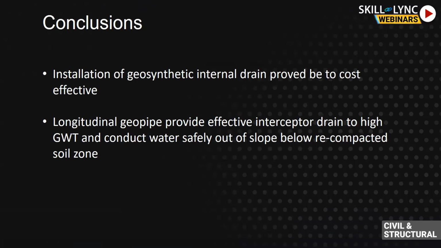So in order to conclude, this methodology of using the subsoil pipe was cost effective. It was an economically viable solution for the contractor, and a 15-meter deep subsoil pipe was used as an interceptor for the rain, so as to detour the seepage water outside of the slope.